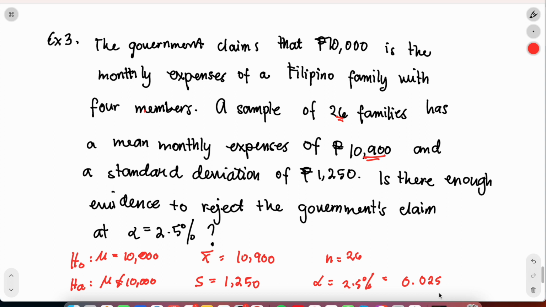So let me know in the comment section if you reject or do not reject the null hypothesis. Okay, so guys, I think you will find it confusing how to find the critical values for z. It's much easier for t, but for z, I'm just going to add it here.